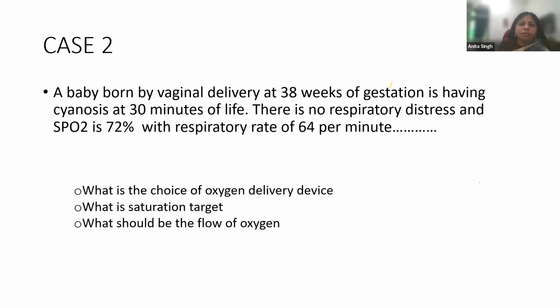Another case is a baby born by vaginal delivery at 38 weeks of gestation who has cyanosis at 30 minutes of life, obvious cyanosis. The baby does not have any respiratory distress, with SpO2 of 72% and a respiratory rate of 64 per minute, and there are no retractions. So what should be the choice of oxygen delivery device in this case, what should be the saturation target, and what should be the flow of oxygen?